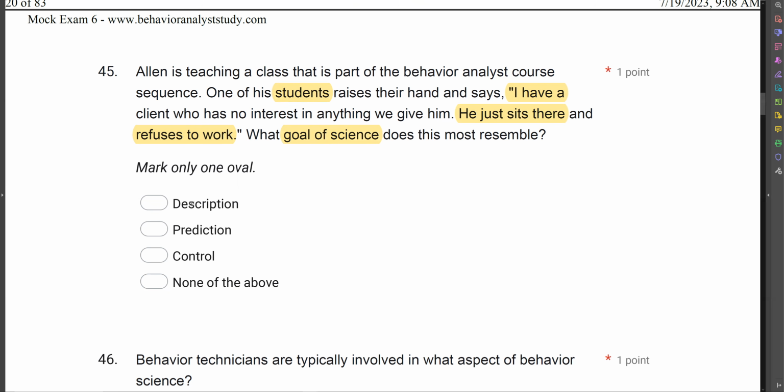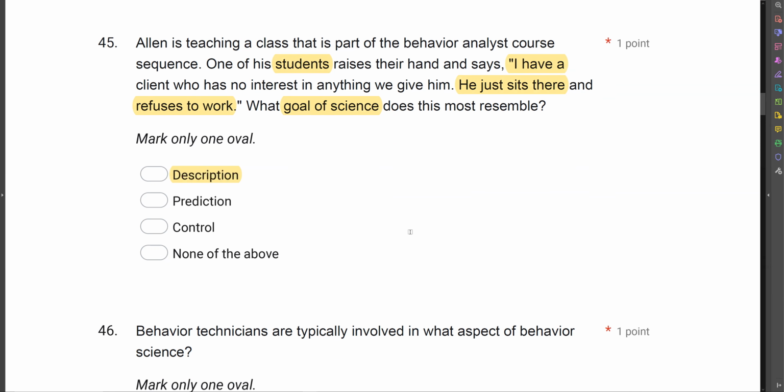Well, A, description. Prediction would be he sits there and refuses to work. This is what happens right before. I believe there's a correlation. Control would be he sits there and refuses to work. So I introduce an intervention. This is what happened to the behavior, experimentation, so on and so forth. We're not to that point. He's simply describing what occurred.